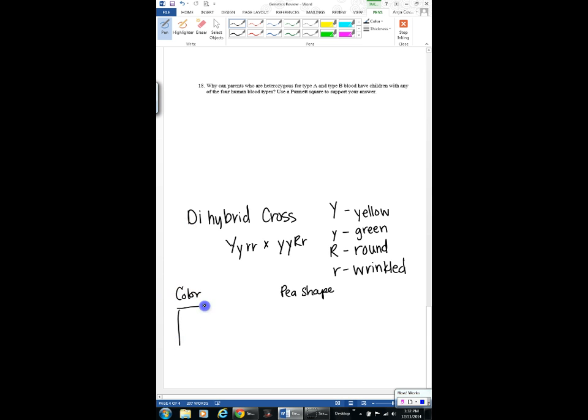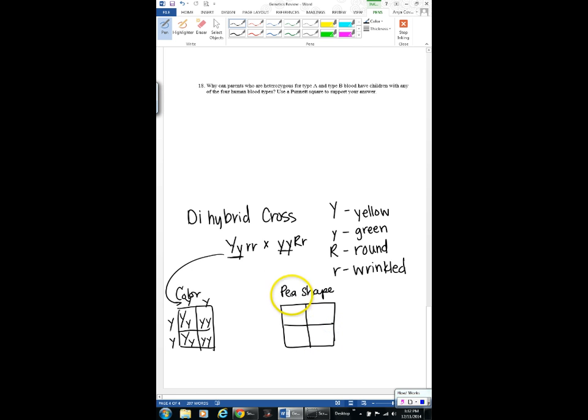Okay, so the first step, monohybrid cross for color, we're going to have big Y, little y, right here. We're going to just bring that right down here. And then the second one is going to go on the side, little y, little y. So we're going to have big Y, little y, little y, little y, big Y, little y, little y, little y. Okay, and then we do the shape.